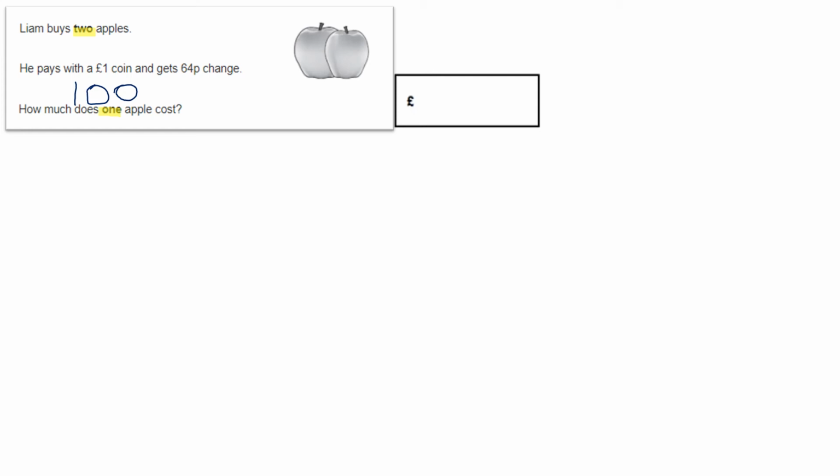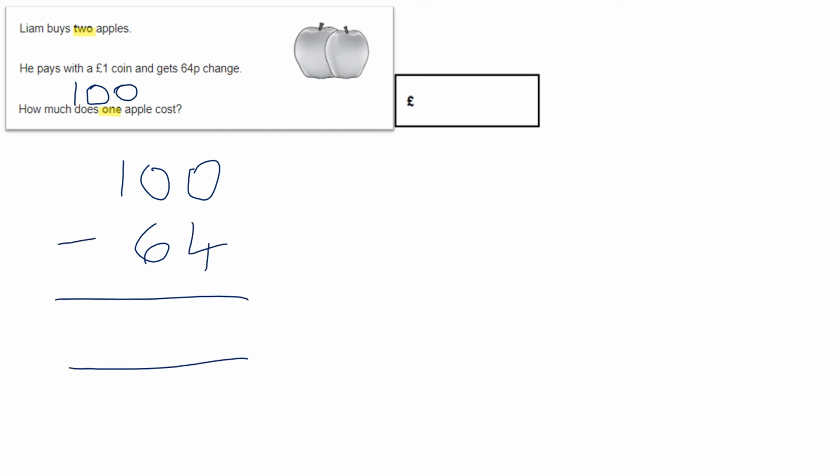Okay, so he pays the £1 coin, he gets 64p change. Well, how much does he spend? He started with 100 pence, he got 64p change. In order to work out how much he spent, we take them away. I'll pop to the red pen for this part of the solving. 0 take away 4 we can't do. We can't pinch from the 0 in the tens column, so we jump to the 1 in the hundreds column. That becomes a 0, and then we have to go back through. Okay, 10 take away 4 is 6, 9 take away 3, 36. So 2 apples cost 36 pence.